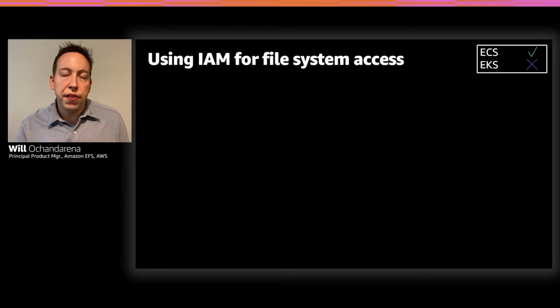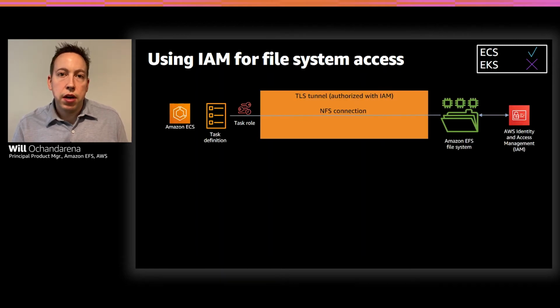Now for the first goal of how to make sure that you can have coarse-grained access to file systems from applications, we've integrated EFS with AWS Identity and Access Management, IAM. And you can use IAM policies to authorize applications into file systems. Now, currently, this is a functionality that's only available with ECS. With EKS, there are other ways to control authorization, like role-based access control and namespaces. But in this section, we're going to cover the ECS way to configure this.